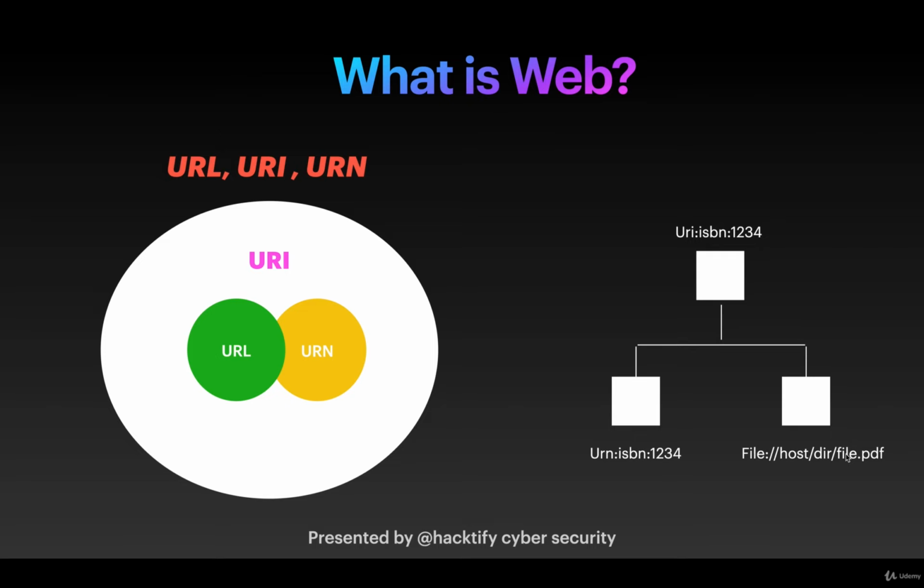This way you will be able to access the particular resource. I hope you guys understood the difference between a URL, URI, and URN. You have to remember that URI is the superset of URL and URN, and all URLs are URIs, and all URNs are URIs. But not all URIs are URLs. I hope you guys understood. Thank you.